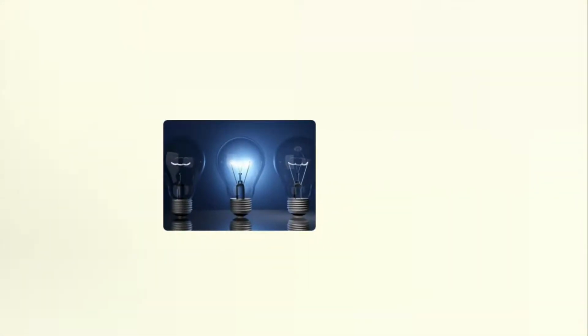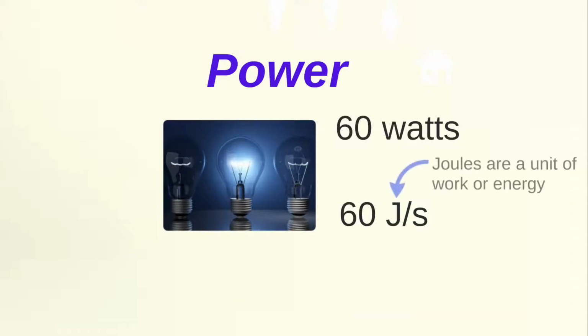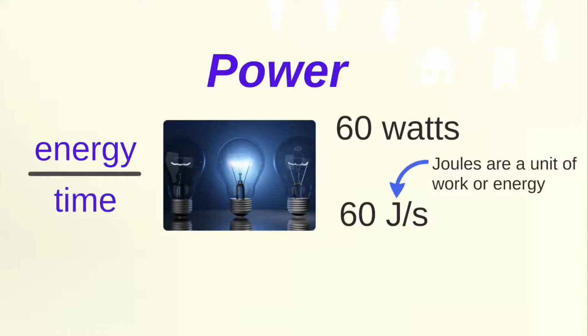Power gets a little more abstract. A light bulb could dissipate 60 watts of power. What's a watt? A watt is a joule per second. So a light bulb dissipates 60 joules per second of power. What is a joule? A joule is a unit of work or energy. So that means that power comes in units of energy per time.